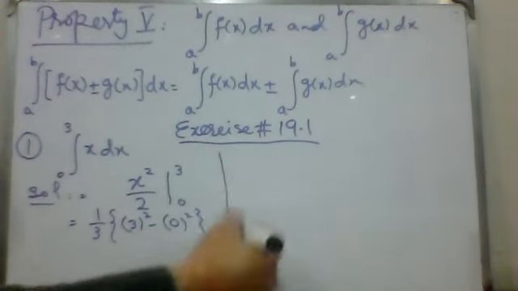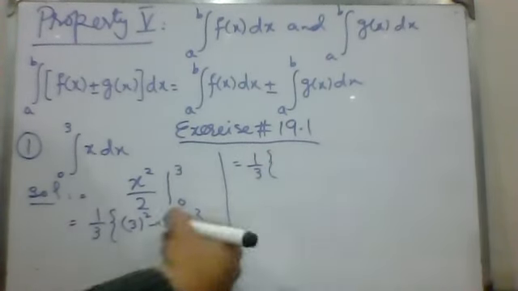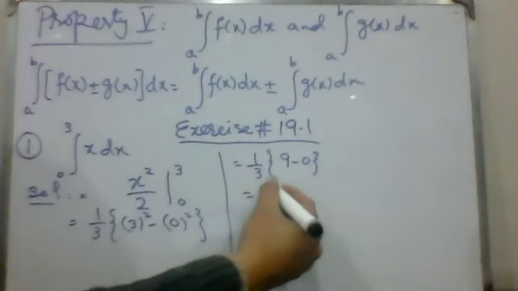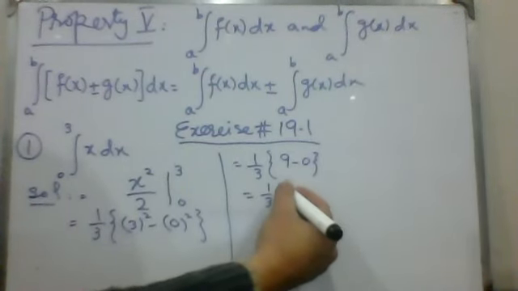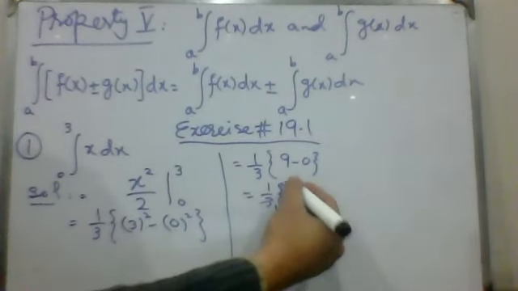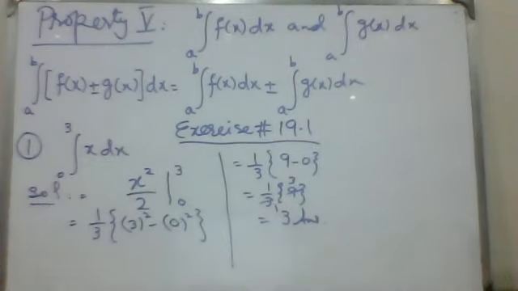So we can write 1 by 2 times (9 minus 0). So here 1 by 2 into 9, and we get the answer 9 by 2. So that is our answer to the problem. That is the simple way to solve the problem.